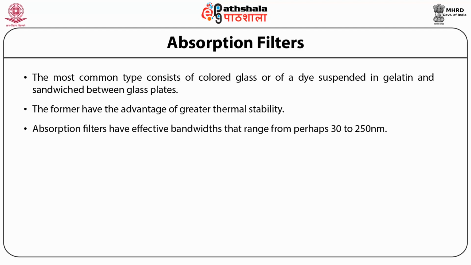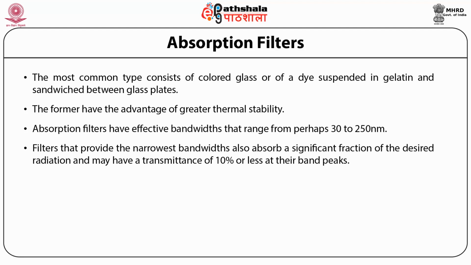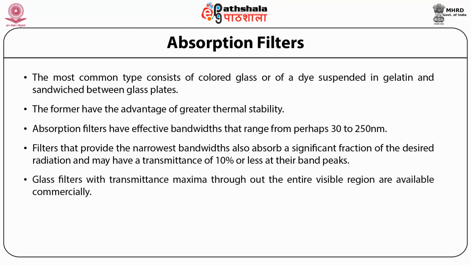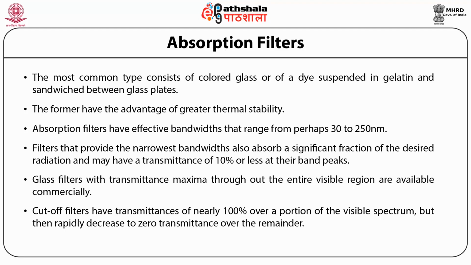Absorption filters have an effective bandwidth that ranges from 30 to 250 nanometers. Filters that provide the narrowest bandwidth also absorb a significant fraction of the desired radiation and may have a transmittance of 10% or less at their band peaks. Glass filters with transmission maxima throughout the entire visible range are also available commercially. The cutoff filters have transmittance of nearly 100% over a portion of the visible spectrum, but then rapidly decrease to zero transmission over the remainder.